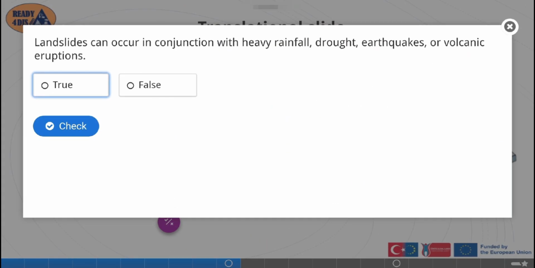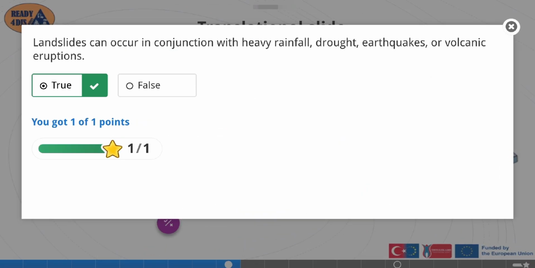Now, quiz time. Landslides can occur in conjunction with heavy rainfall, drought, earthquakes, or volcanic eruptions. True or false? Correct answer, true.